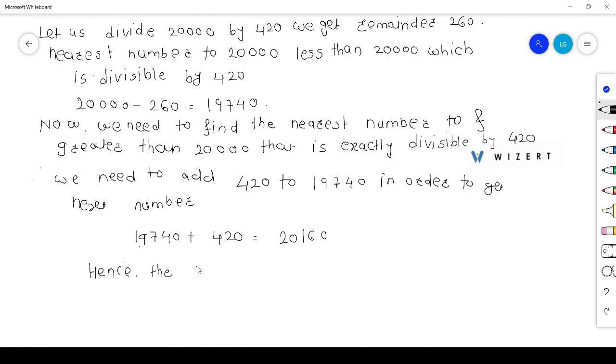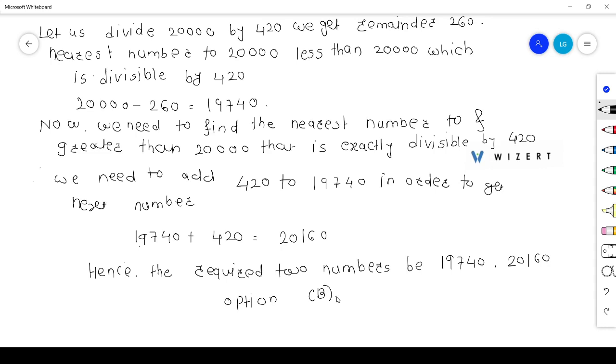Means the required two numbers are 19,740 and 20,160. So our correct option is option B.